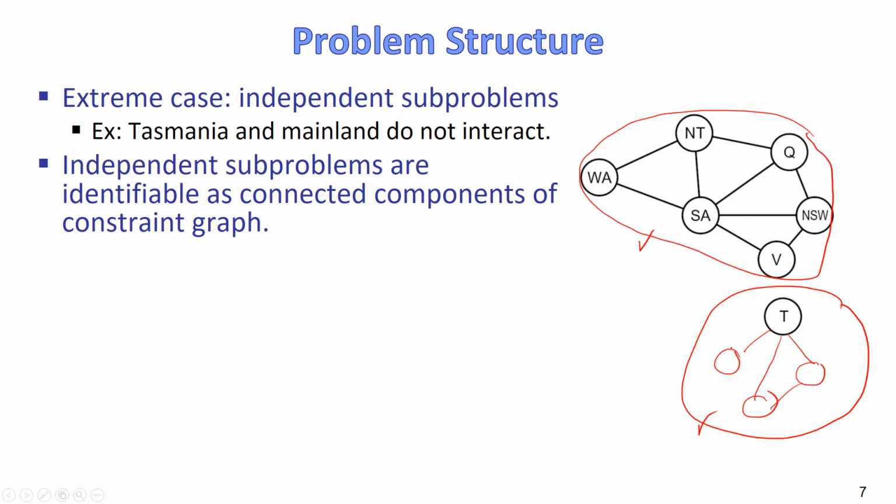Now, how can we identify that there are subproblems that are independent like that? If you remember from studying graph theory, there is a concept called connected components of a graph. So these are actually separate connected components. Each connected component of a graph is a separate CSP by itself. Now, why is that good for us?